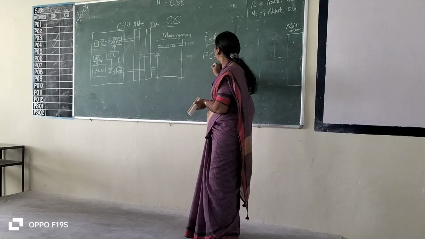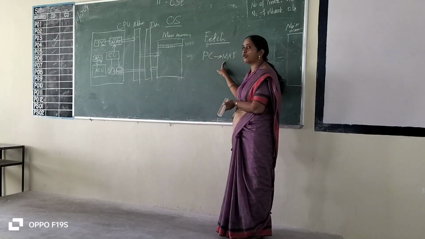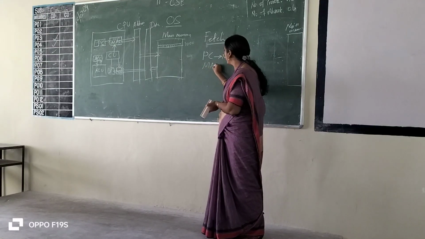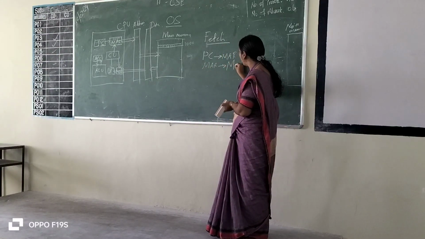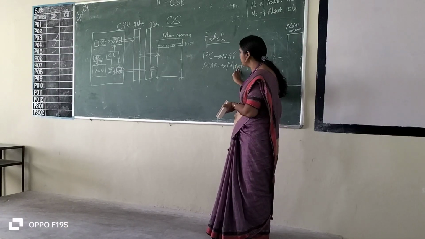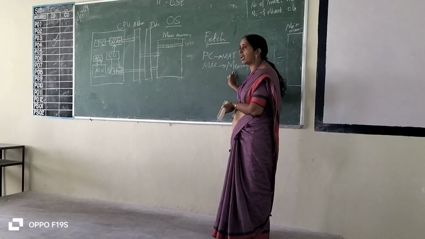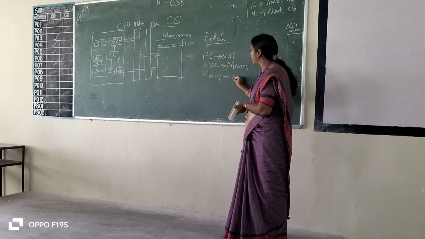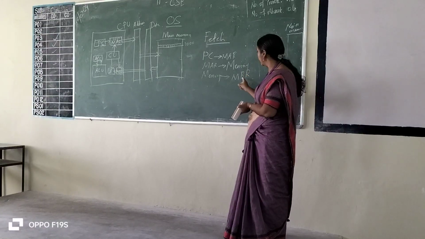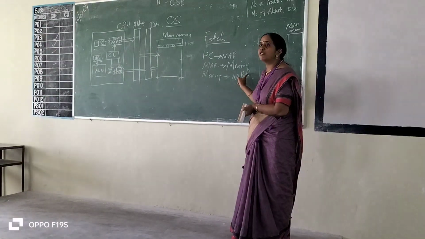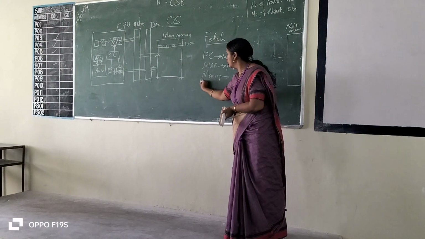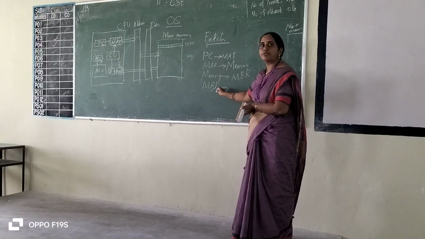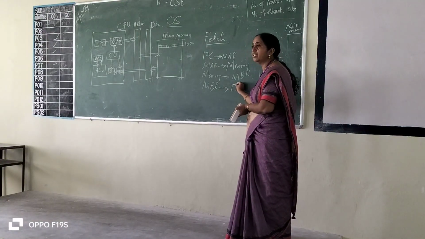Understand? So this is the bit. Initially, the program counter address is given to the memory address register. Then that address given in the memory address register is searched in the main memory. And in the main memory, in the particular location, some instruction is available. That instruction is given to the memory buffer register. Then the memory buffer register transfers the instruction to the instruction register.